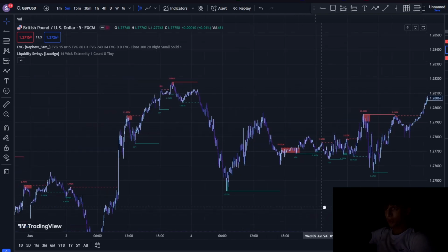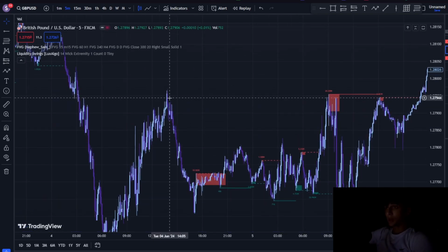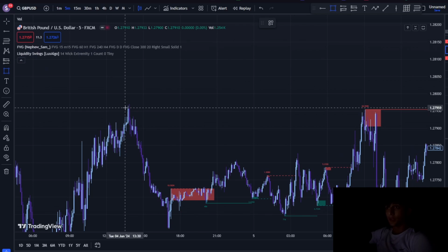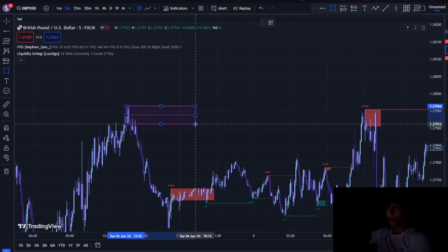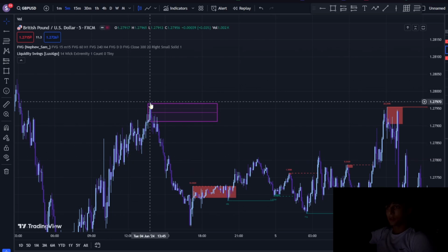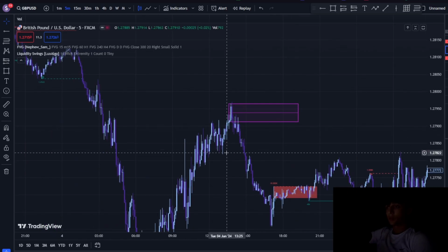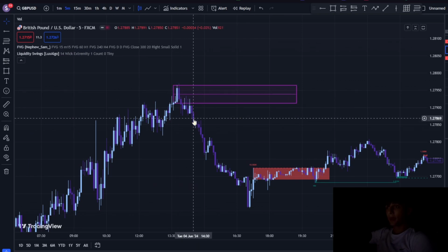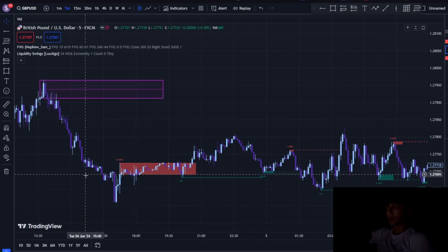Order blocks are literally places where there was kind of an extreme movement. So right here, this is an order block. Do you see how it just went from an uptrend to boom, a downtrend? So basically what you do is you find the last candle that changed the shift. So this would be the last candle that changed the shift.